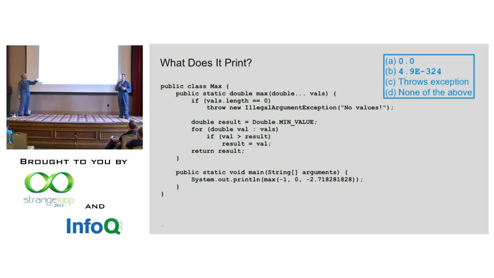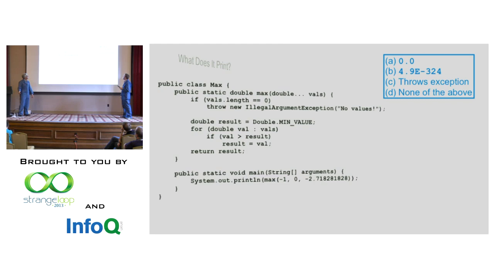Now, we don't have time. So we'll just say, what won? What's the winning choice? Who knows? It's unclear. Let's find out what it really does, shall we? It was a tie between C and D. All right, C and D. Oh, you're both wrong. Uh-oh.